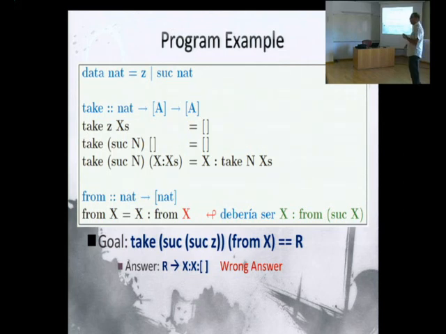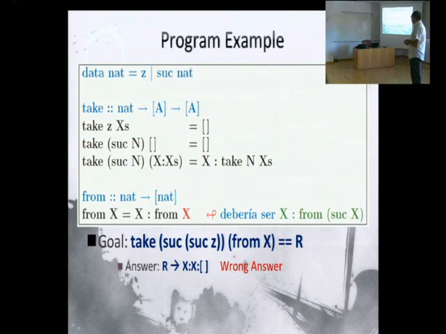So it should return x, x plus 1, x plus 2, this infinite list. But it's wrong, because the first element is x, but the second element should be x plus 1. This is an error here, there is a bug. And we can run this goal. I am using the functional logic language Toy, which was developed here at the University Complutense.